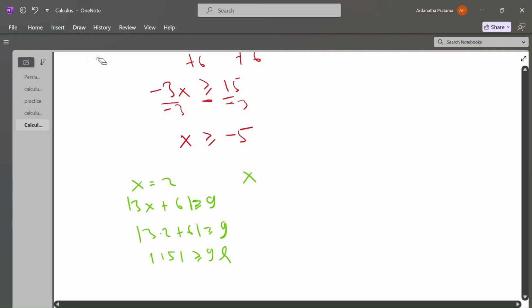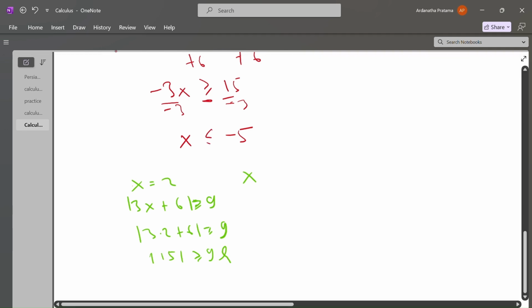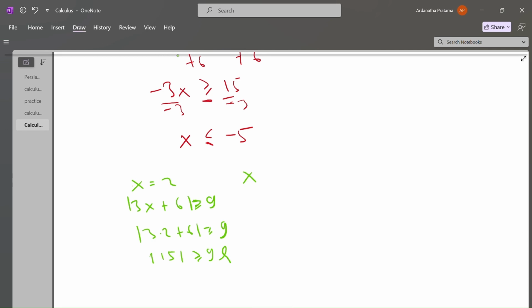And then we will try the other one. Sorry, this is the wrong sign. This is the right sign. Sorry, x is less than or equal to minus 5.